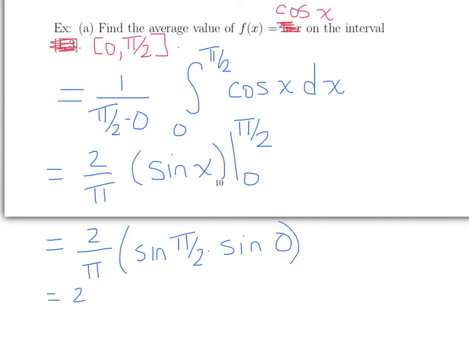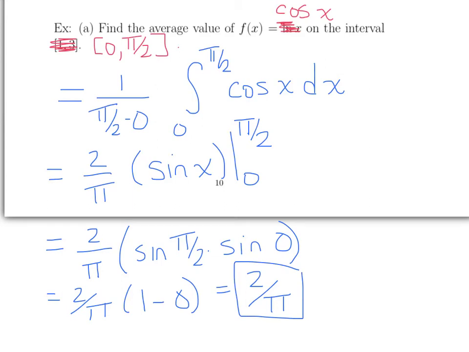And then I think that sine of pi over 2 is 1 minus 0. So we get 2 over pi as our final answer for the average value of cosine of x on the interval from 0 to pi over 2.